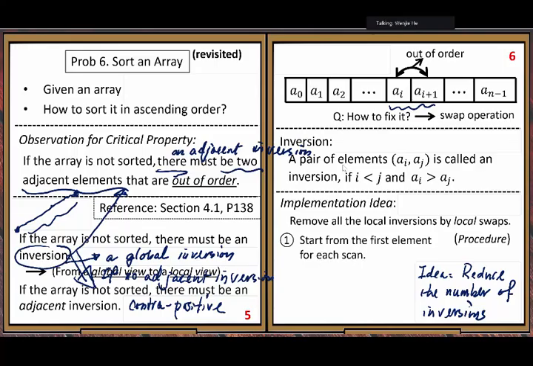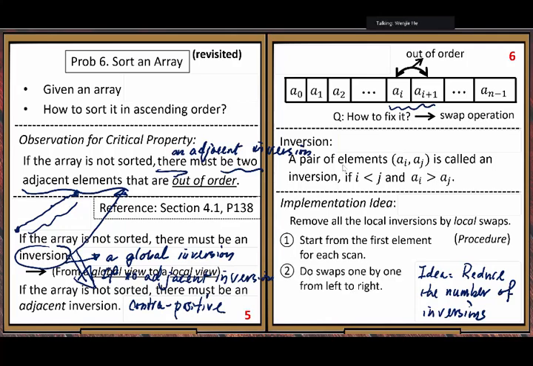So let's look at step 1. We start from the first element for each scan, from the very beginning to the end. So we need to look at the appropriate end here. The starting point is always the same, the beginning of the array. But the end point could be different. That's the first step.